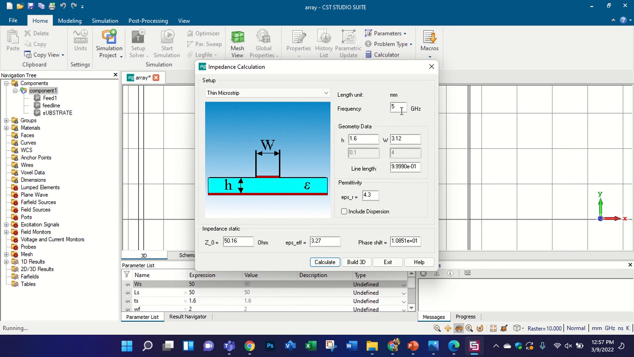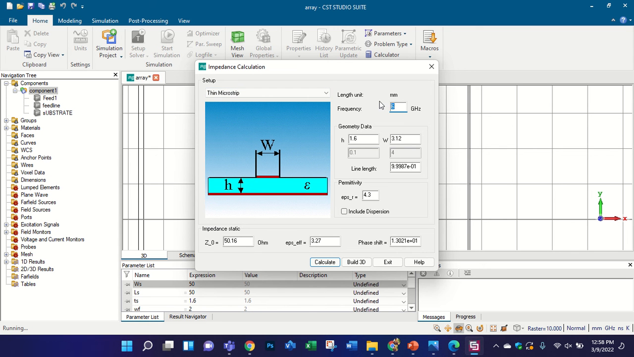In this way, it will not affect the frequency. Let me check. Yes, frequency does not affect it, but the height has an effect on the phase shift. For the phase shift, I don't know. Changing the frequency should not affect the phase shift, I hope so. Let's change the frequency and see if the phase shift changes.